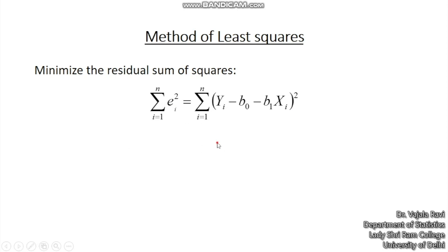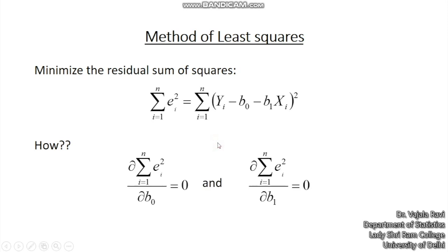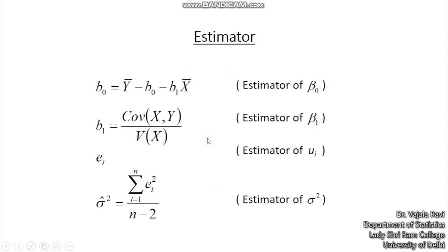And how do I minimize this? Simple mathematics. I simply differentiate the residual sum of squares with respect to the two unknown quantities in the equation, which is b0 and b1. This is what we are interested in finding out. So there would be equations, and then solving those equations, these are the estimators that I get, the b0, the b1, right? And of course we can obtain ei, which is the actual values of yi minus the estimated values.